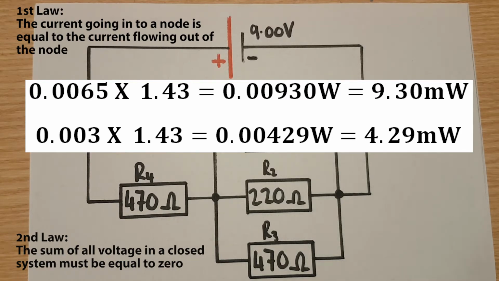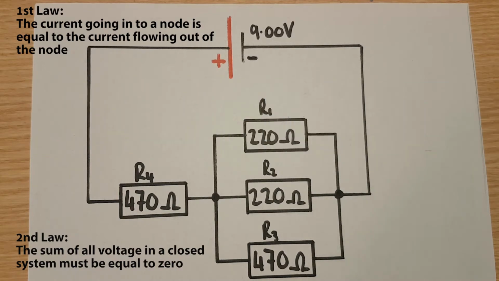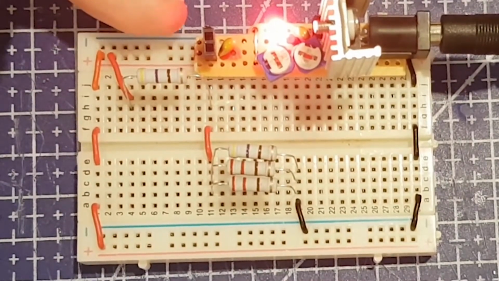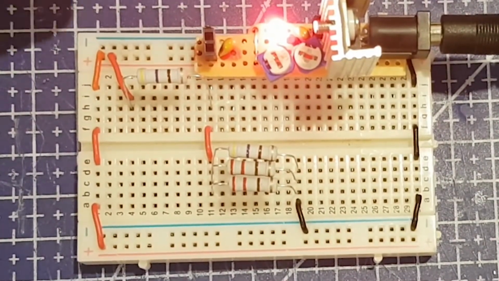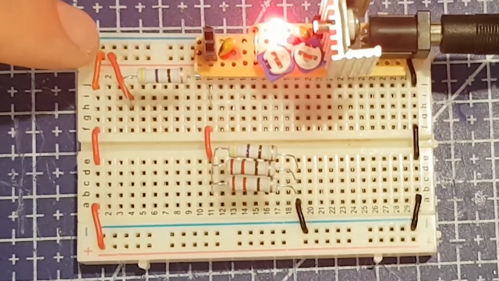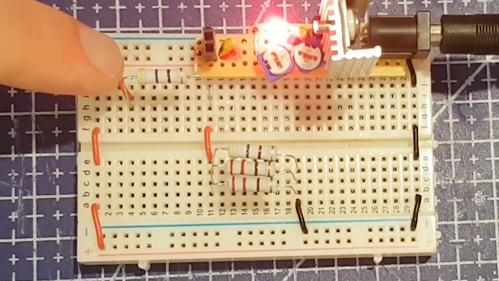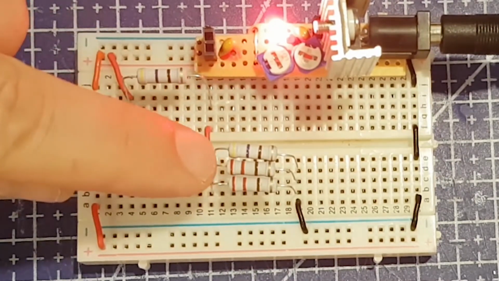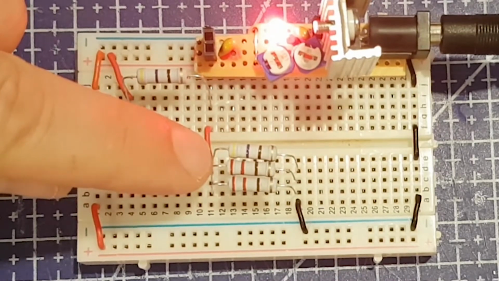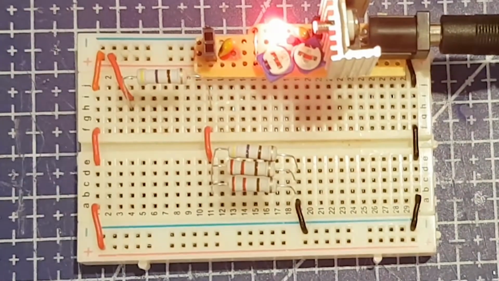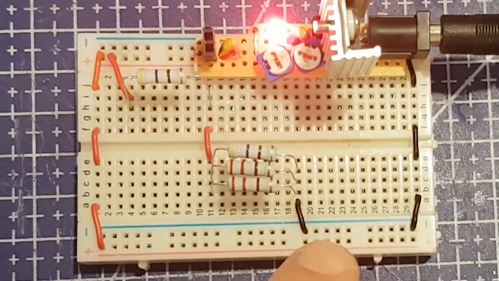Same for R2 and R3, we get 4.29 milliwatts. So now we're going to go to the breadboard and we're going to check the theory with the multimeter to make sure we're getting the same results. So up here we just have our power supply coming into the board. We have our positive here, the same as in our circuit diagram, going into our first series resistor, which is 470 ohms through the resistor. And then that's linked into this parallel network here, which we worked out as 89.1 ohms. And then that's coming to the ground to complete our circuit.